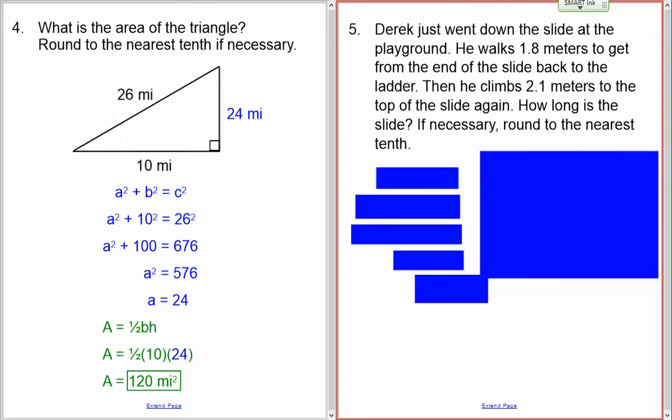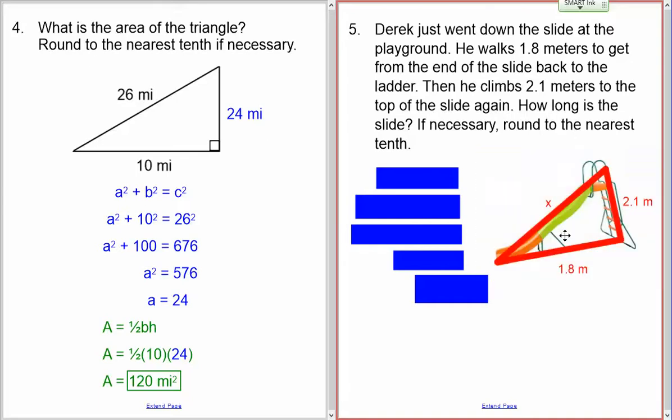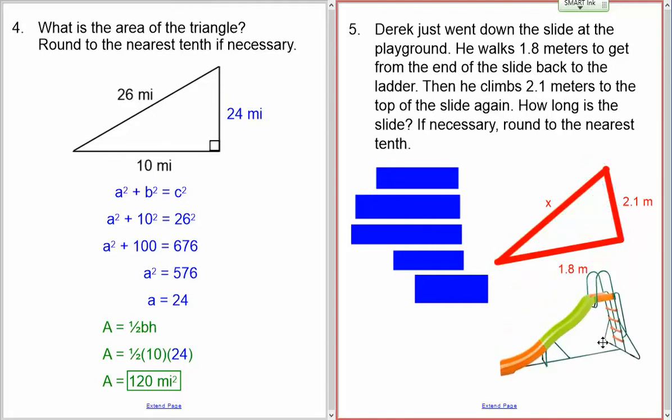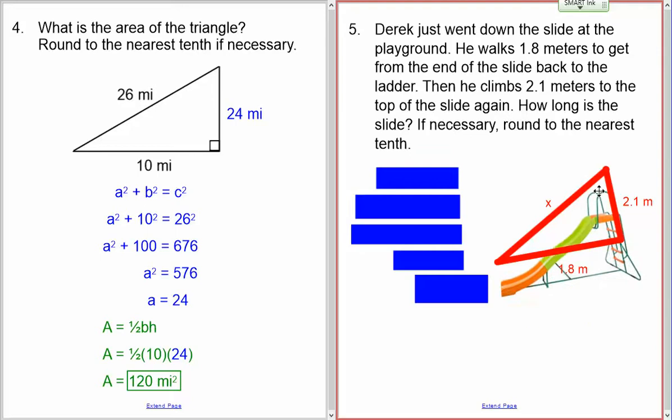Derek just went down the slide at the playground. He walks 1.8 meters to get from the end of the slide back to the ladder. Then he climbs 2.1 meters to the top of the slide again. How long is the slide? If necessary, round to the nearest tenth. Well, I think we're working under the assumption that we've got a slide, as I do here, that is a right triangle, a perfect right angle right there.